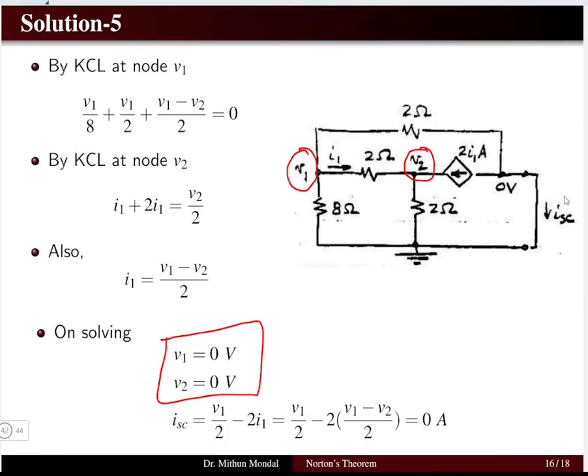Now, my target was to find the short circuit current, that is the Norton current. We can apply the KCL equation to find the Norton current, because this is at 0 volt. So we can apply the KCL at this particular node. On applying the KCL equation, the Norton current comes out to be 0 ampere. Because the target was to find the Norton current, I have used KCL to find the potentials V1 and V2. So my first objective is clear, the Norton current is 0 ampere.